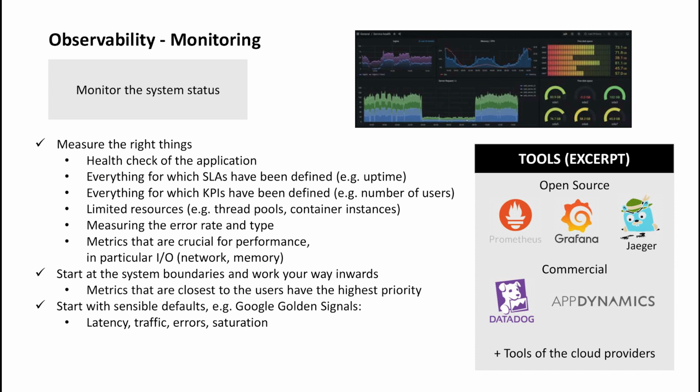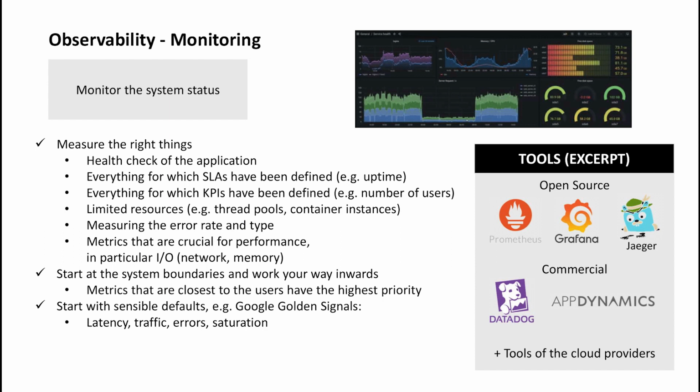Also measure everything that is crucial for the performance of your system. This will help you to identify performance problems and optimize the performance of your system. In most systems, this is particularly everything that has to do with input and output, that is memory and network access. Sometimes you also have to prioritize when monitoring, so start with the most important metrics.